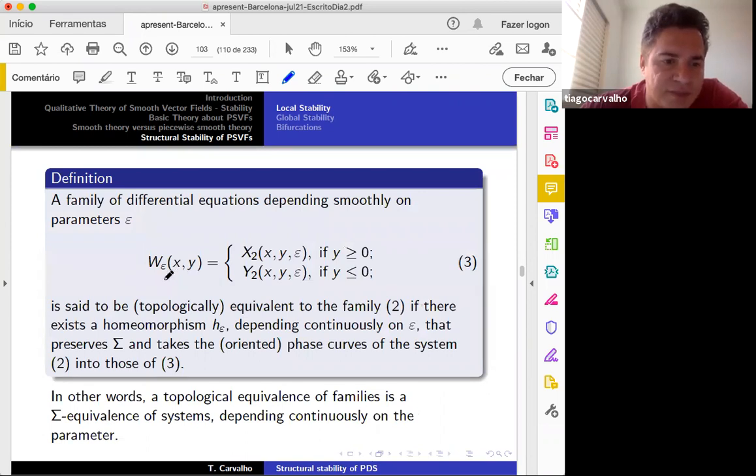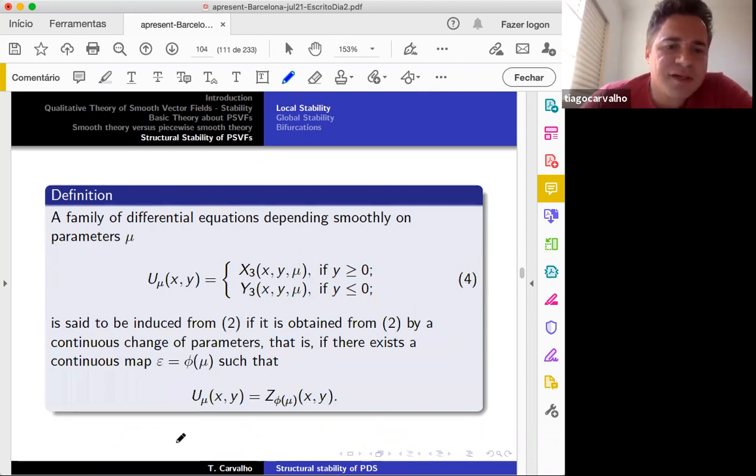We will say that this family is topologically equivalent to the family two if there is a homeomorphism depending continuously on epsilon that preserves sigma, which is important here again, and takes orbits of one system to orbits of the other system, family of systems, okay? In other words, a topological equivalence of families is a sigma equivalence of systems depending continuously on the parameters.